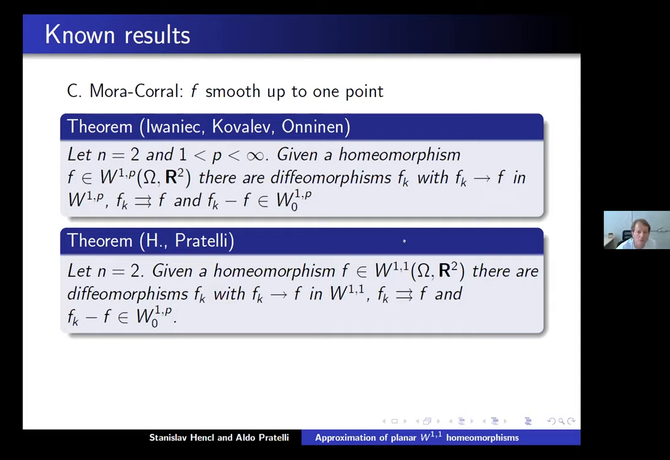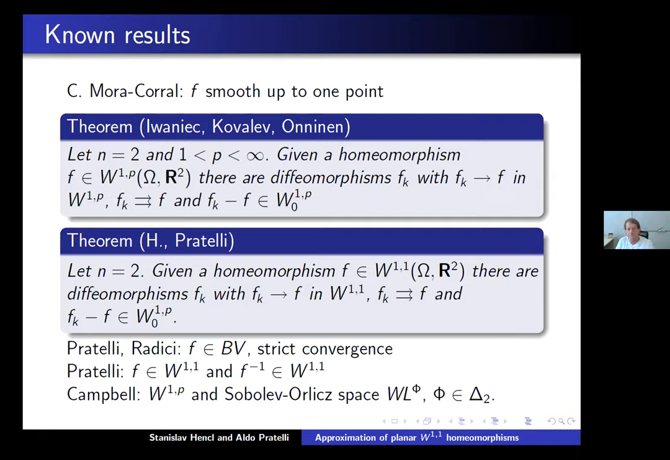So again, we have a homeomorphism in W^{1,1}. It's possible to find diffeomorphisms that converge in the W^{1,1} norm, uniformly, and also with the same boundary data. So now it's good that we have two possibilities for how to prove approximations. And later the technique from the other paper was applied, for example, to prove also approximation in BV or approximation of bi-Sobolev mappings where both F and the inverse are in W^{1,1}. You can approximate simultaneously: F_k converge to F and F_k inverse converge to F inverse.